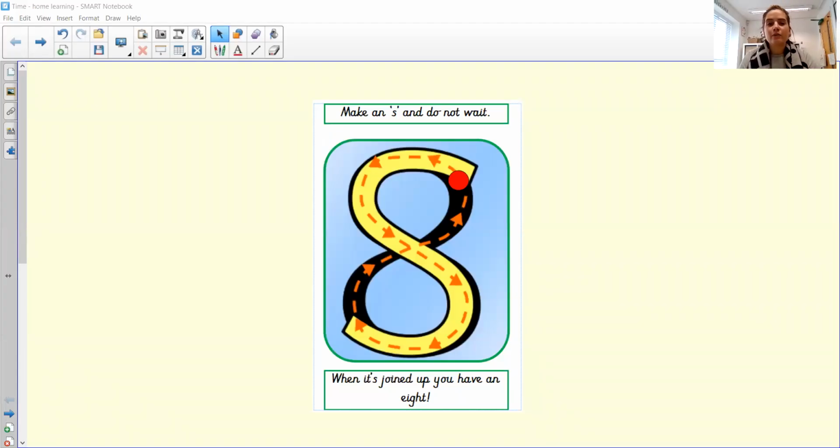Hopefully everybody can see that we're going to practice our number formation to start our lesson off. And today it's number 8. It says make an S and do not wait. When it's joined up, you have an 8. You can see in the yellow there that you start with a red dot here and you work your way around and you make that S shape before you go back round and join it together again.